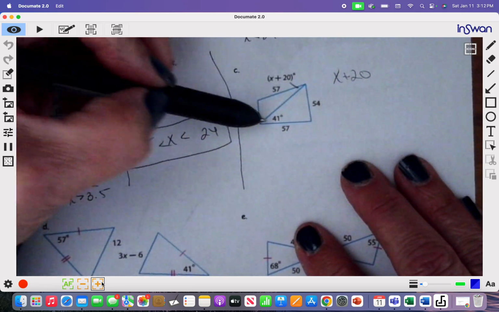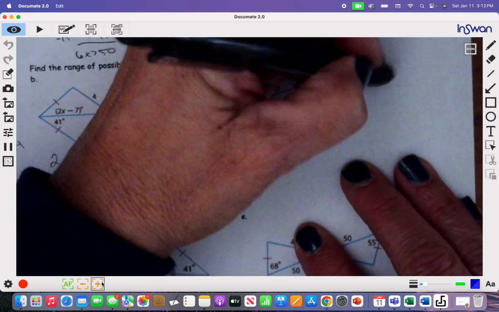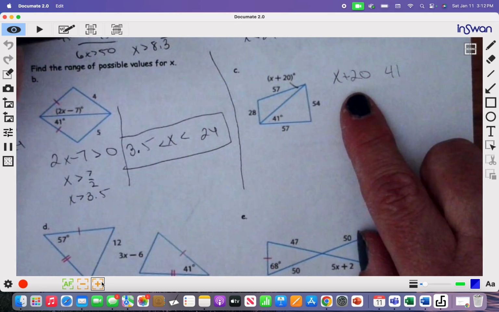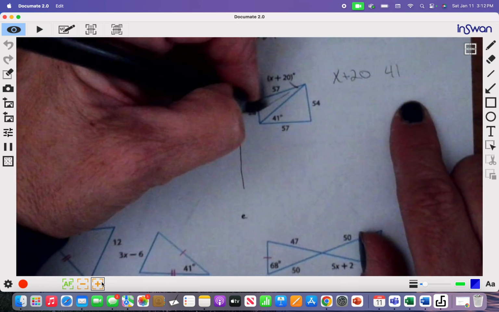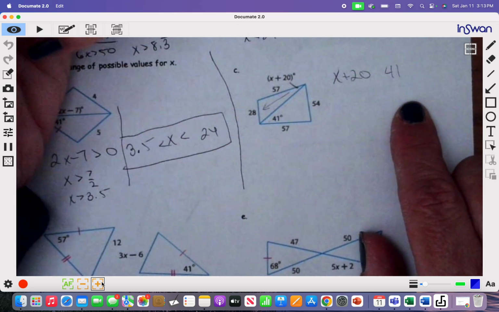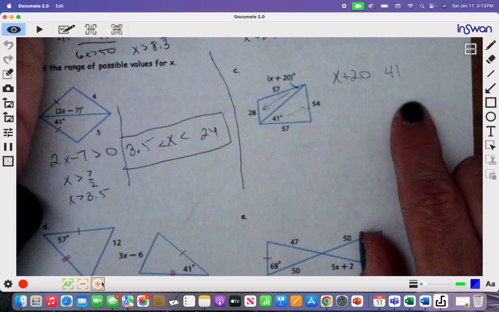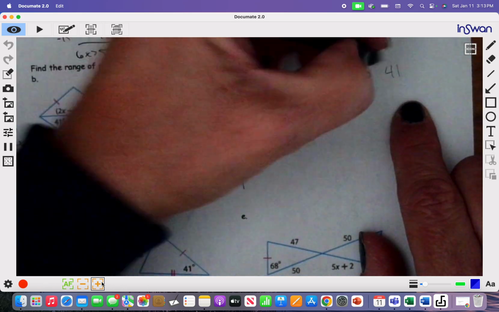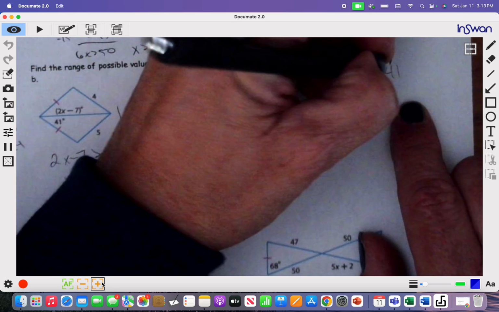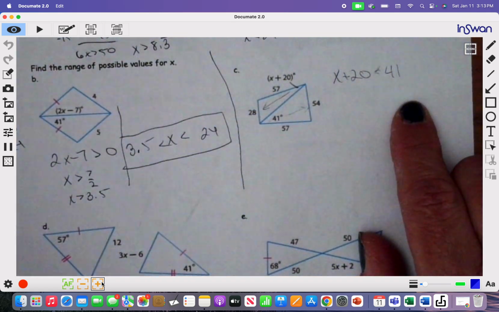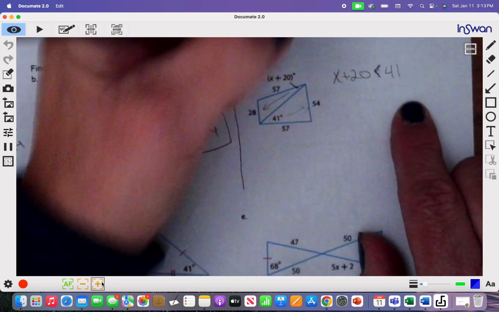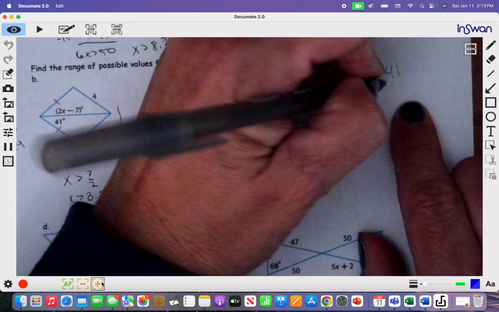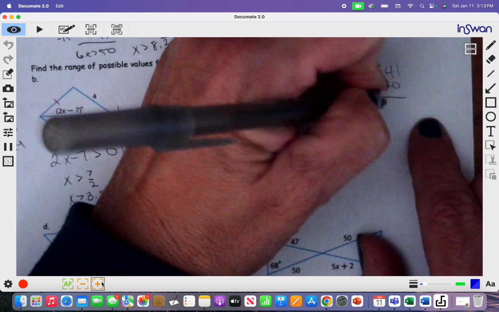Looking at letter C, again, I'm starting with my variable x plus 20, and this is an angle. The only other angle that they gave me is the 41. So is x plus 20 greater than or less than 41? Well, it depends on what it's across from. X plus 20 is across from 28. 41 is across from 54. 28 is less than 54, so that's less than. And then when we solve it, minus 20, so we get x is less than 21.